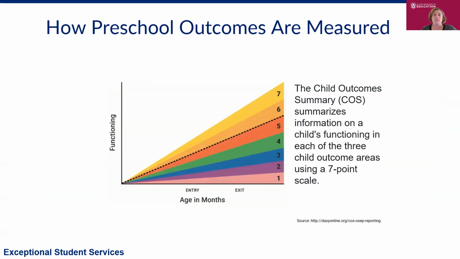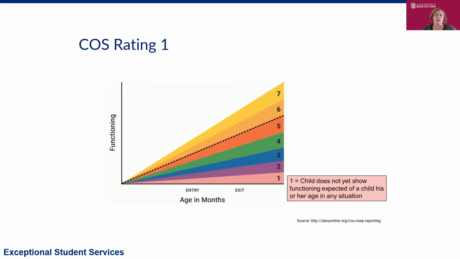The Child Outcomes Summary Rating Scale, otherwise known as COS, is probably the new terminology that we're all going to be adopting. The COS rating scale was designed to reduce the rich information that we have about children. All of the knowledge and skills that we went over that go into each of the outcome areas are reduced down into a common metric from 1 to 7 so that we have a summary of the children's progress at local, state, and national levels. The COS summarizes information on the child's functioning in each of the 3 child outcome areas using this 7-point scale. A 1 represents that a child does not yet show functioning expected of a child his or her age in any situation.